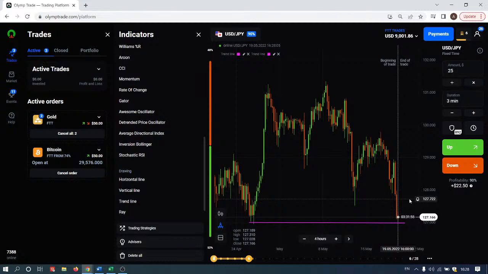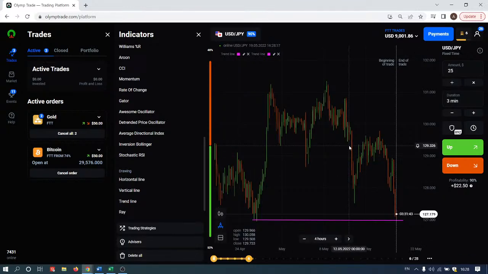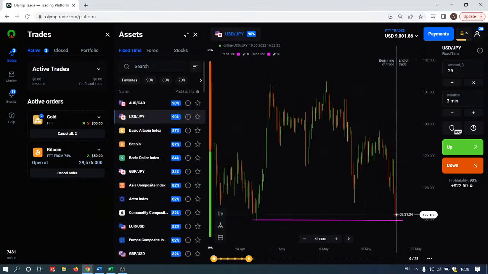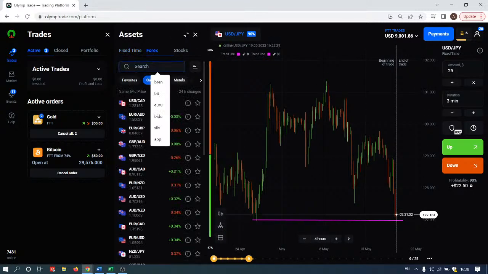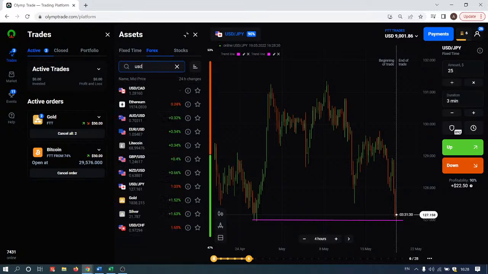And it is applicable for the FTT mode of trading. But what is more interesting is that probably on the Forex mode of trading, it might work even better, because we can place a pending order, and potentially we can make more money. So let's do that. I will show you.